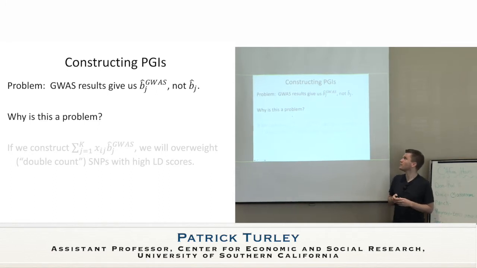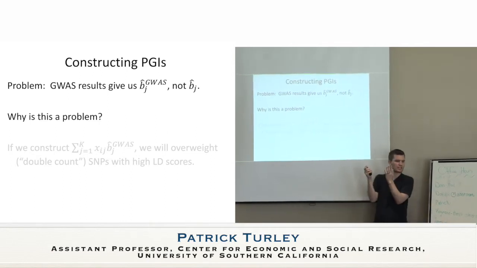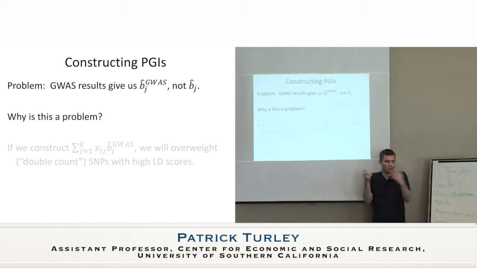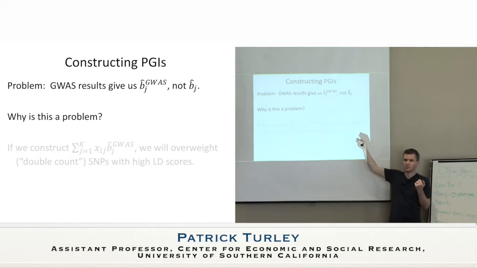So there's a problem, right? We talked about how these polygenic indexes are supposed to represent the coefficients on the additive SNP factor, which we were calling little b, right? But the data we have to construct these polygenic indexes is little b GWAS. Why is this a problem? What's the difference between GWAS estimates and these little b's that we're trying to get?